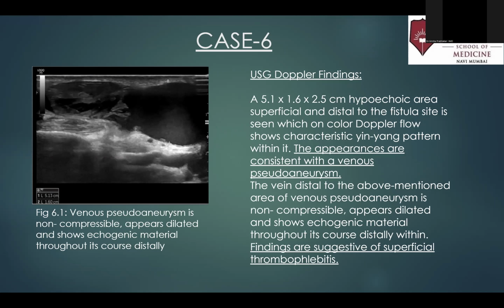When we did USG Doppler, we found a 5.1 into 1.6 into 2.5 centimeter hypoechoic area, superficial and distal to the fistula site, which on color Doppler showed characteristic yin-yang pattern. The appearances were consistent with a venous pseudoaneurysm. Unfortunately, I could not put up the color Doppler images. The vein distal to the above-mentioned area of venous pseudoaneurysm was non-compressible and appeared dilated and showed echogenic material, as we can see here, throughout its course distally, suggestive of superficial thrombophlebitis.